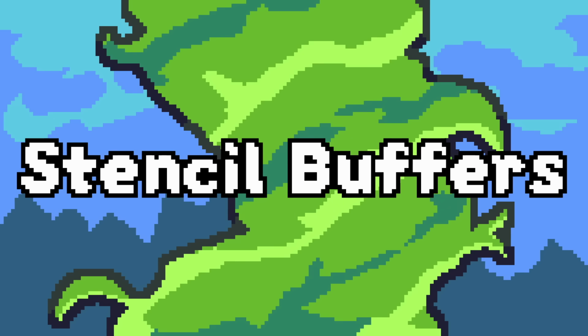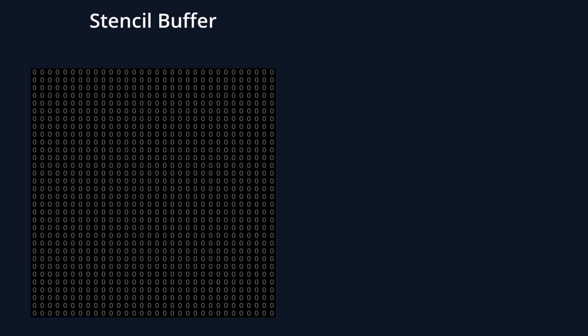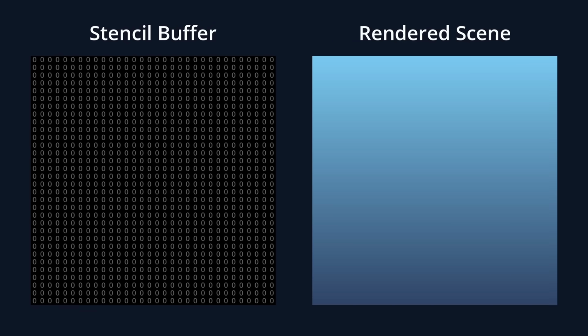A stencil buffer is a specialized type of texture. If you've ever used a mask layer in a program like Photoshop or Krita, it's kind of like that. Here's an example. On the left, we have our stencil buffer. It's purposefully very low resolution in this demonstration so that I can display the individual numbers in the buffer. By default, it's all initialized to 0.